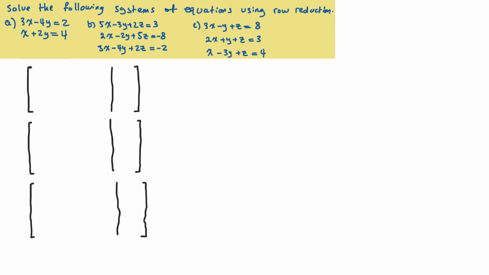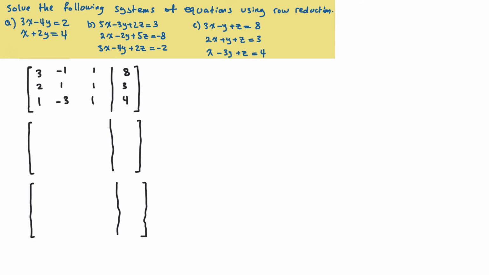My coefficients of, actually I'm going to start with the columns. My coefficients of x are 3, 2, 1. My y are negative 1, 1, and negative 3. And my z are all 1. And my constants are 8, 3, and 4.